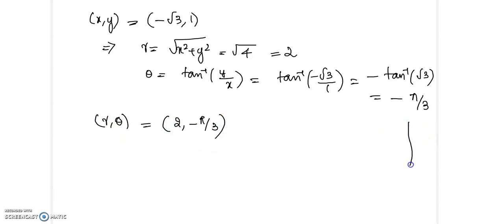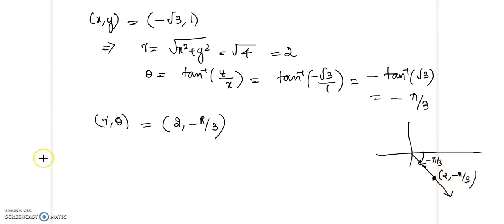So if you want to plot the point, we will be taking an angle minus pi by 3, and on it we will take 2 as the radial distance. So that will be 2, minus pi by 3.